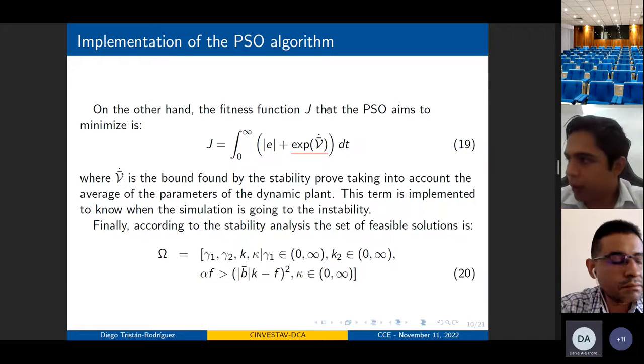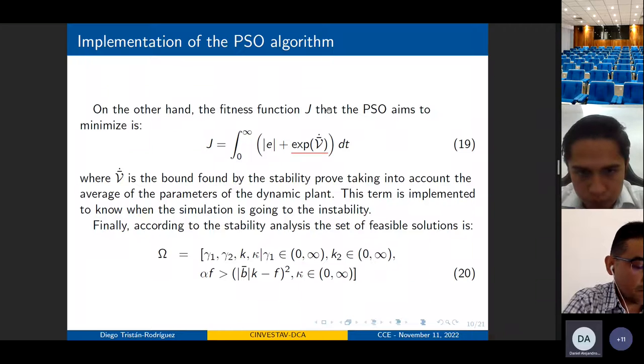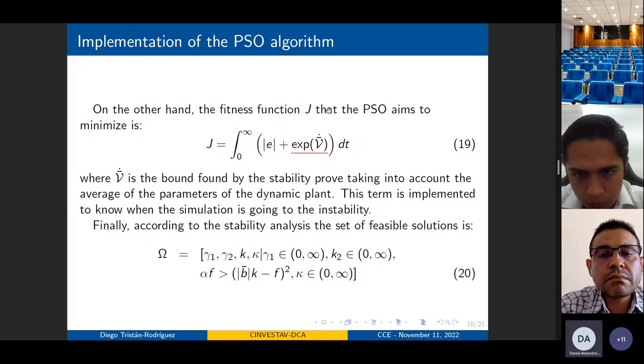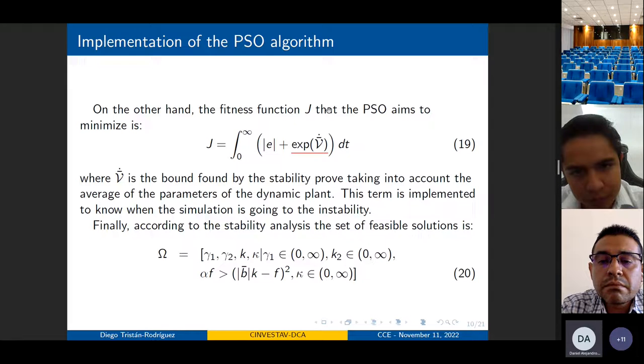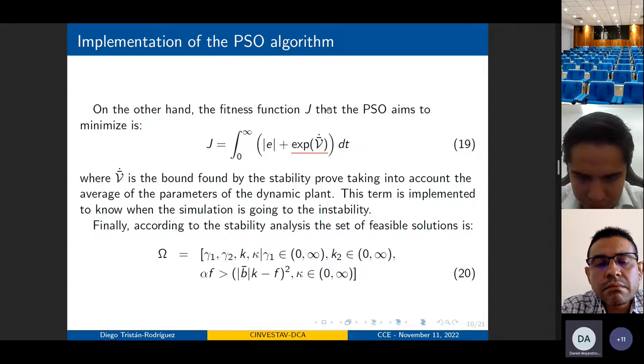Yes. My question is more from the theoretical point of view. As you mentioned, you don't have asymptotic stability, right? You had only bounded solutions. And the problem is that this integral from zero to infinity could not converge. You have a constant solution, only bounded. In my opinion, you need to guarantee that the error is asymptotically stable. I don't know if you consider this.